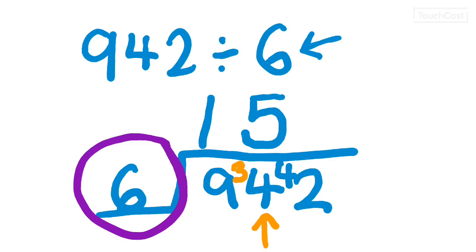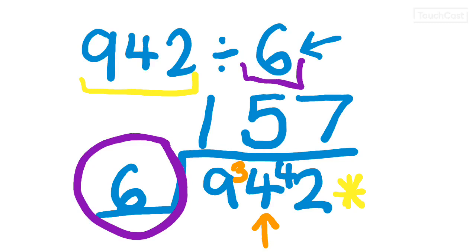Now we go on to our last number here, 42. We know that is in the 6 times table: 6 times 7 is 42. And there we have our answer. 942 divided by 6 is 157. Okay, 157.